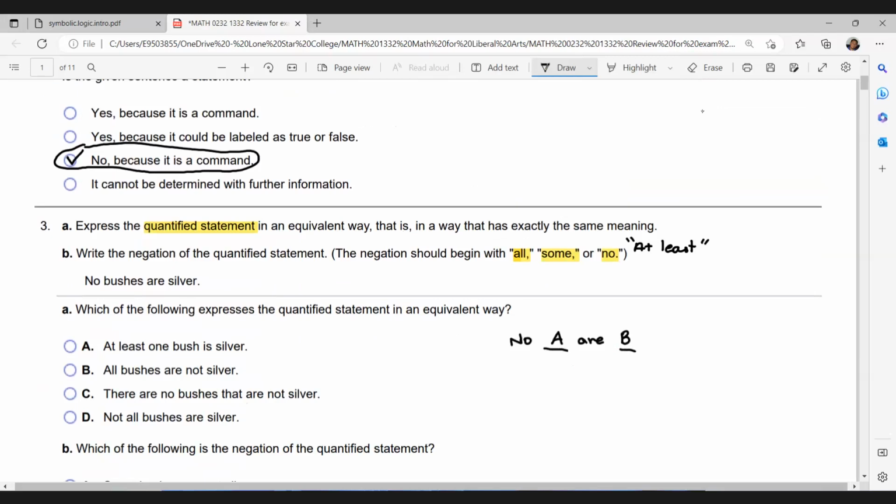If we want to say something equivalent, then we could say something like this: all A, whatever that is, are not B. And so in this particular case, for part A, all bushes are not silver.